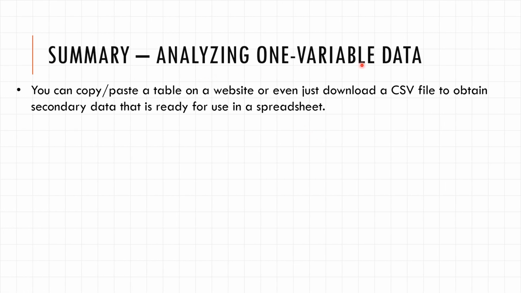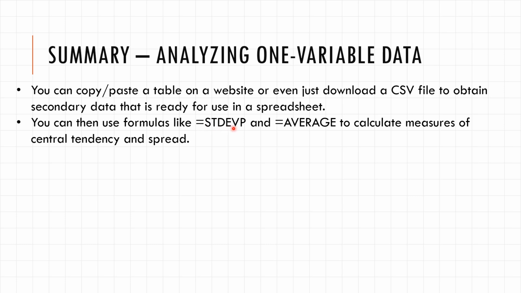And that's more or less what our lesson is for today. To analyze one variable data, you can copy and paste a table from a website, or even just download a CSV, which is a comma separated values file, and open it with spreadsheet software to obtain that secondary data and get it in a way that is ready to use right away using a spreadsheet. Once you have that data, you can use formulas like STDEVP and average and median to calculate your measures of central tendency and spread.